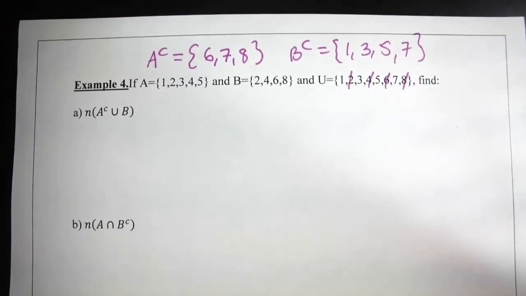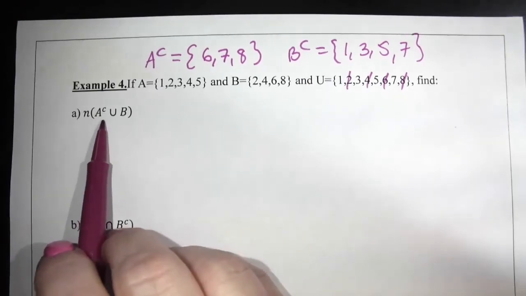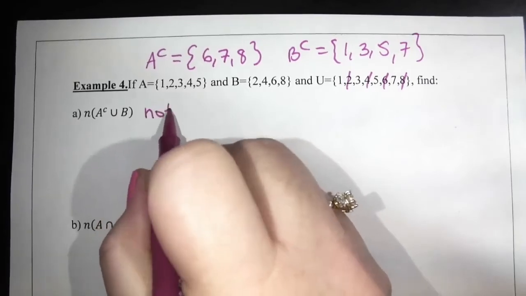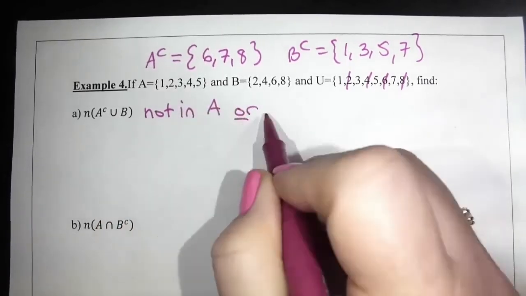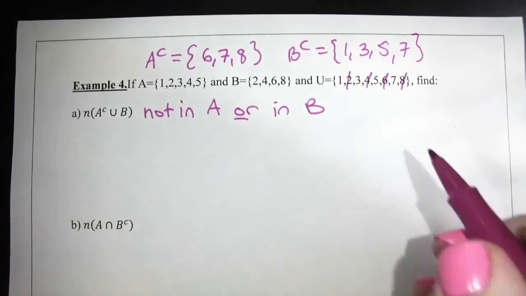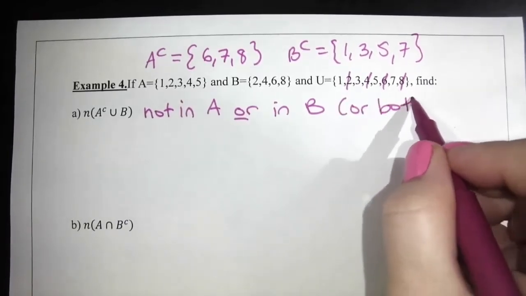So that's our question now. And in part A, we want number not in A or in B. So this is not in A or in B. And of course, always or both.